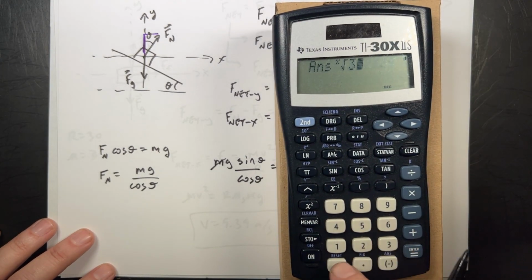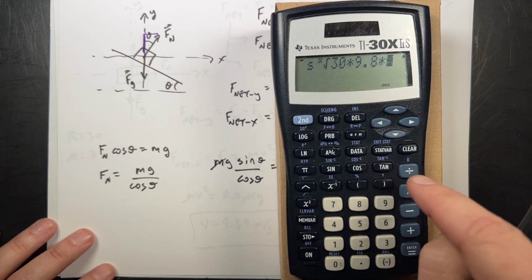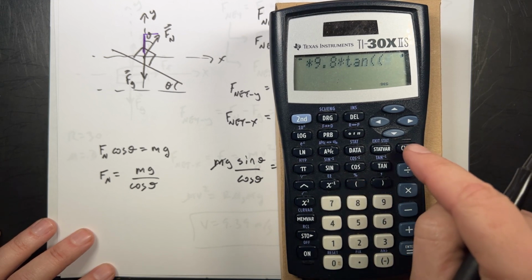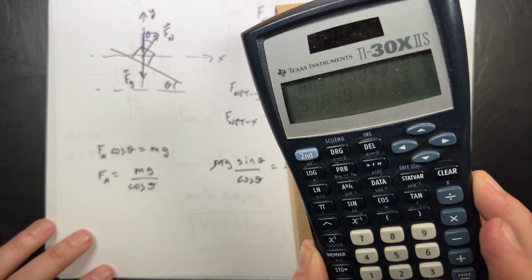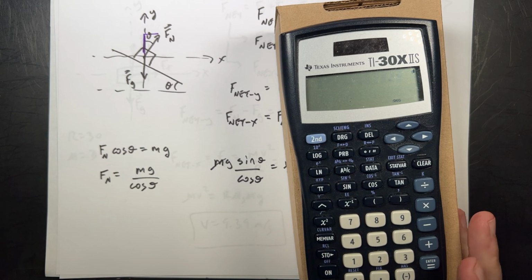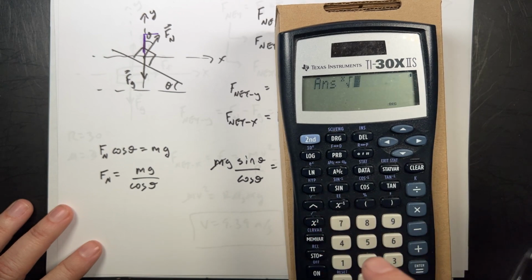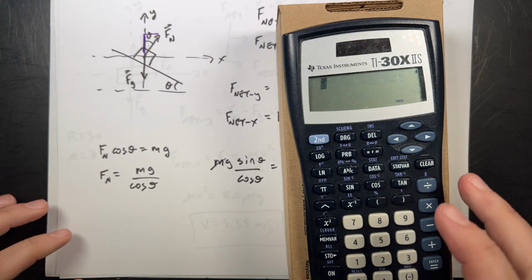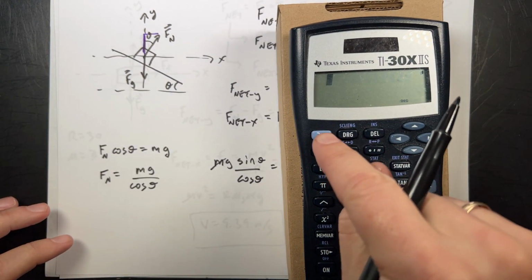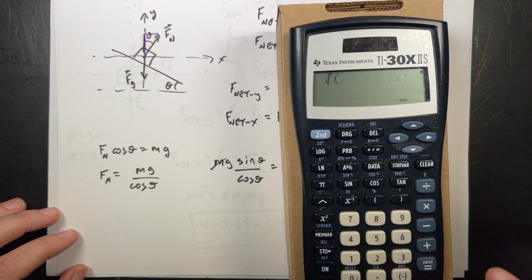So 30 times 9.8 times tangent 10. No, that's not right. Okay, let's try it again. I'm doing something dumb, I'm sure. Let's put the thing in there and then take the square root. Okay, there it did it.